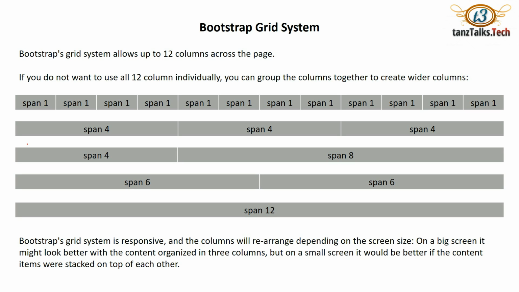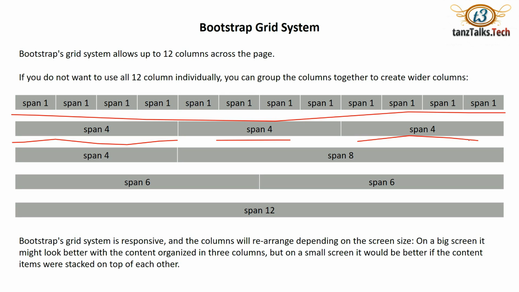Okay, let me just quickly explain the Bootstrap grid system before we go any further. So in Bootstrap, what we have is 12 columns individually. As you can see, we have these 12 columns here. Now if you like, you can use these columns individually, or you can group the columns together to get a bigger or wider column. Like this, here we have span 4, which means we have a width of 4 columns here, and then here again 4, and then this one is 4 again.